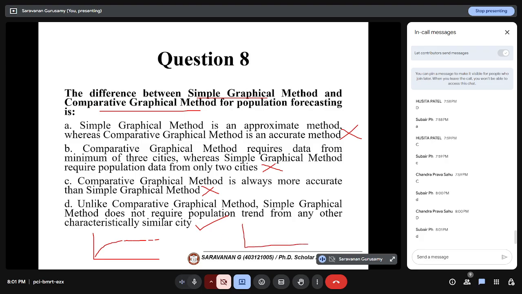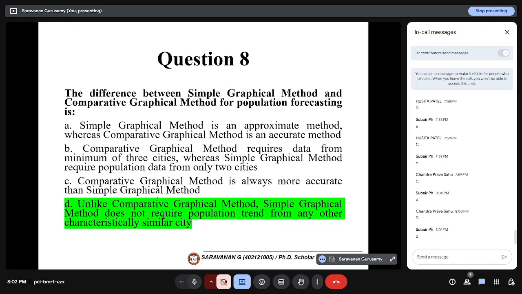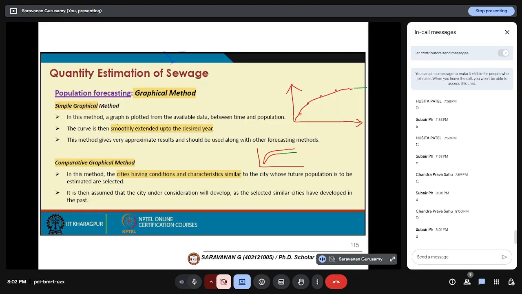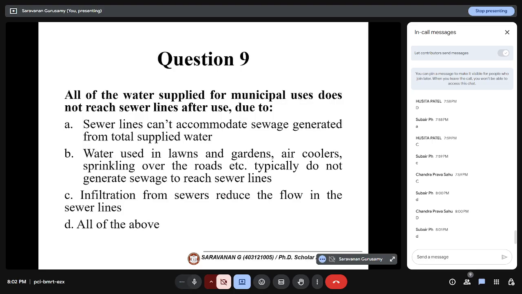But in comparative graphical method, we need to know similar cities' growth rate, and we extend our city's growth rate similar to those cities. So D is correct. Right? This is also correct. Comparative graphical requires data from minimum 3 cities is correct. But this is wrong. So this whole option is wrong. Simple is extended smoothly curve. Comparative uses cities having similar conditions and characteristics. So we need to have at least 3 cities.